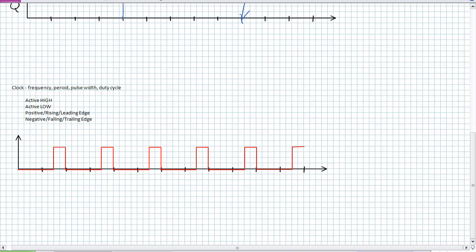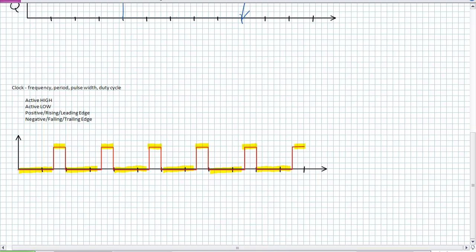You can do what's called active high. I can pay attention when my clock is high. All those times, I pay attention to my input. I could do the opposite, active low. I could pay attention only when the input is low. However, there are two other times I could pay attention. And this is really neat. I can define a very, very narrow region of time. Think about those active highs.